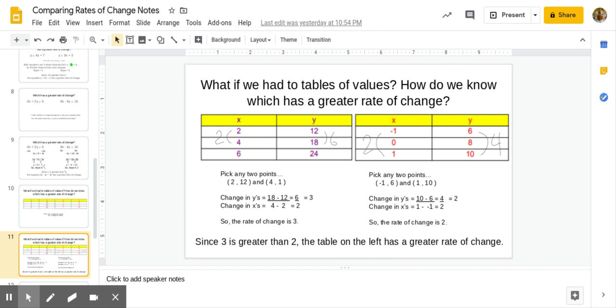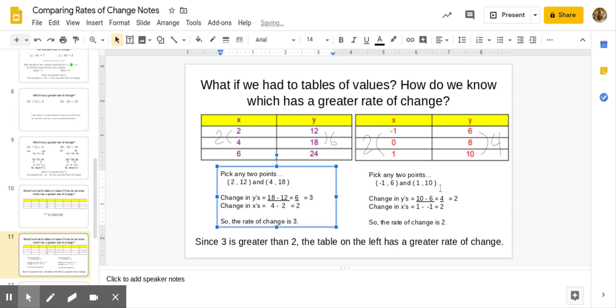Now, if you don't like doing it that way, you can pick any 2 points and use the slope formula. So on the purple table, I have used the top 2 points, (2, 12) and (4, 18). And picking those points, we would then subtract 18 minus 12 and 4 minus 2 and get 6 over 2, which is 3. So the rate of change is 3. And I just noticed a typo, so we're going to fix that real quickly.